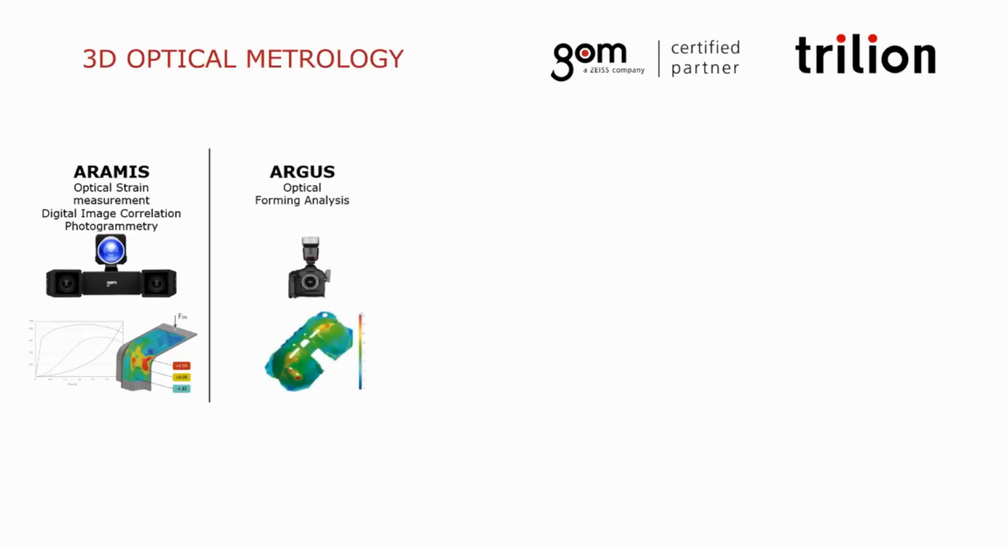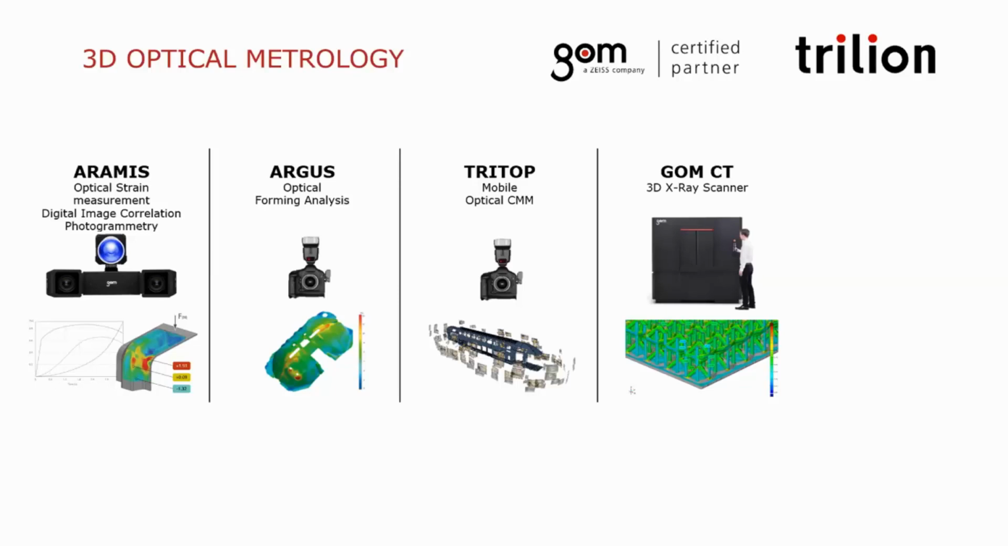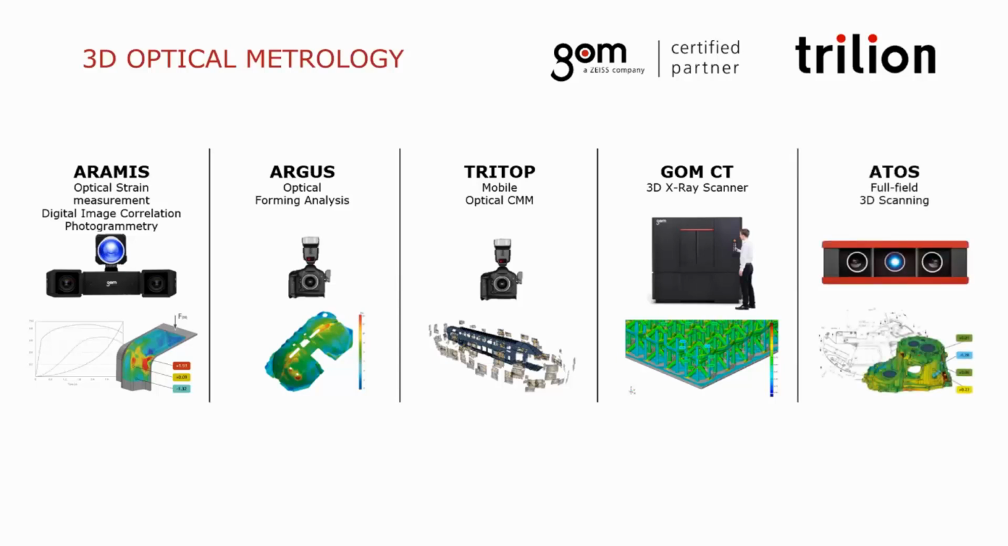There's also the ARGUS, the static forming analysis tool that yields full field strain and thickness of material, and it replaces circle grid analysis. There's TriTop, a mobile coordinate measuring machine, bringing the machine to the part. It's great for large specimens and static deformation. There's the GOM CT. This is a 3D X-ray. And for the first time with GOM, we can see beneath the surface and gain insight into our designs. There's also the ATOS, the 3D scanning tool, good for reverse engineering, shape and tolerance.